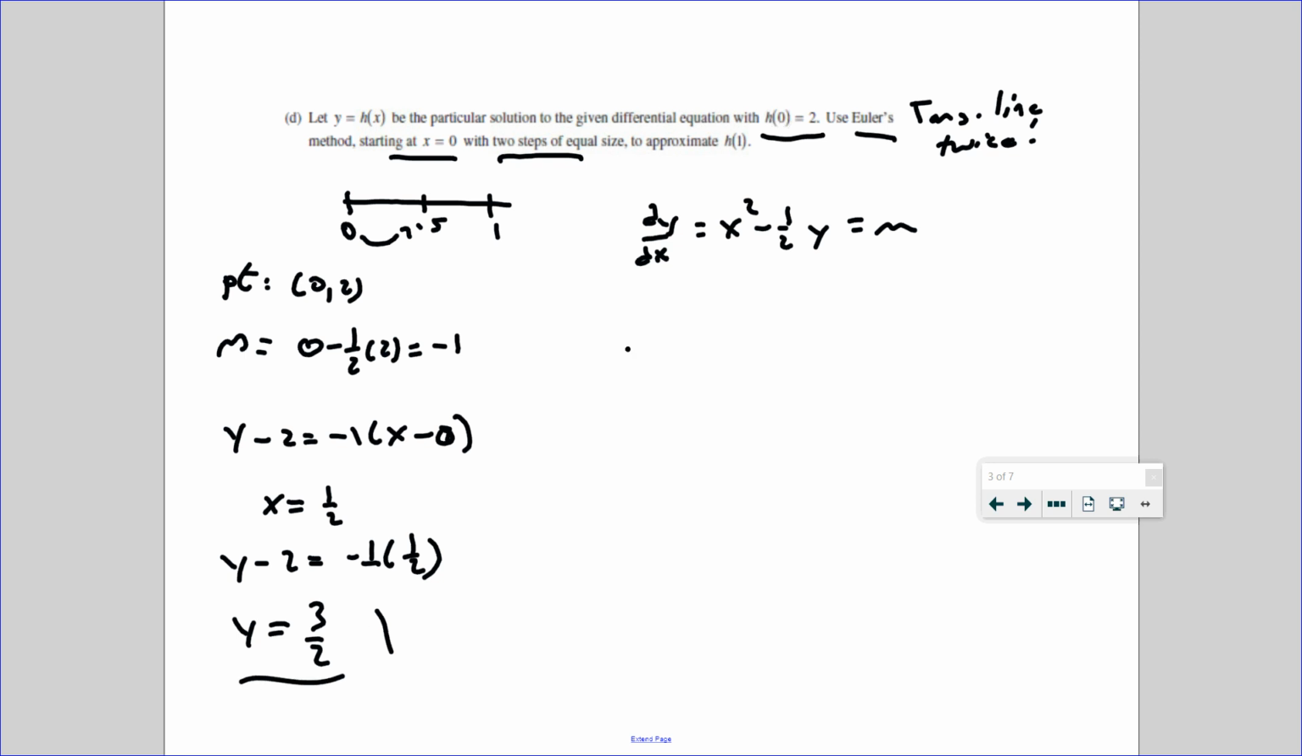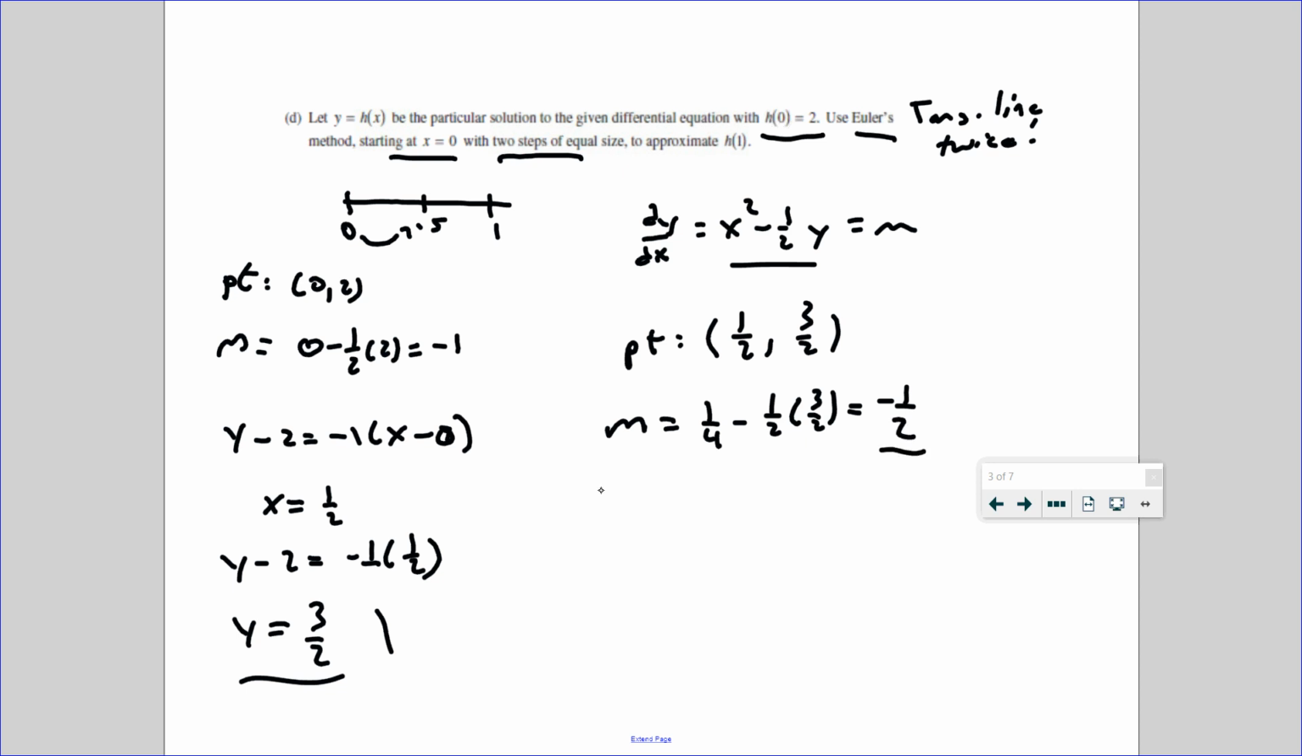And now we go to step 2. Well, my new point, my x value we know is 1/2. My y value is 3/2. My slope, I plug it into our equation up here. That becomes 1/4 minus 1/2 times 3/2. And if we simplify that, what do we get here? Let's see. That becomes 1 minus 3. So we get negative 1/2 right there for our new slope. So my tangent line, y minus 3 over 2 equals negative 1/2, x minus 1/2.